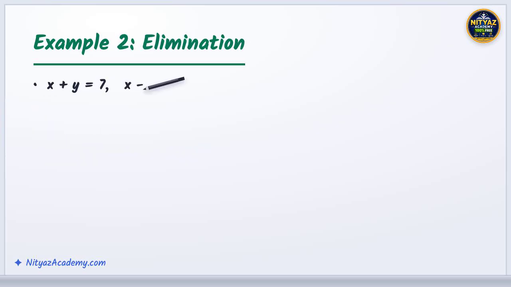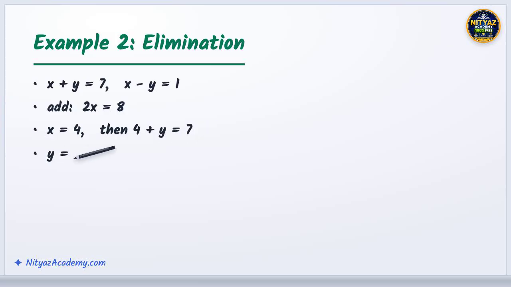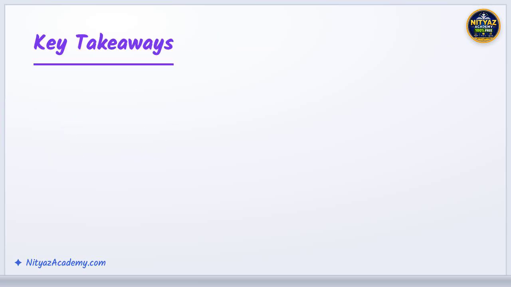Now elimination. We have x plus y equals 7, and x minus y equals 1. Notice the y terms are opposites, so add the equations straight down. The y's cancel, and 2x equals 8. That gives x equals 4. Plug back into the first equation. 4 plus y is 7, so y is 3. The solution is (4, 3).